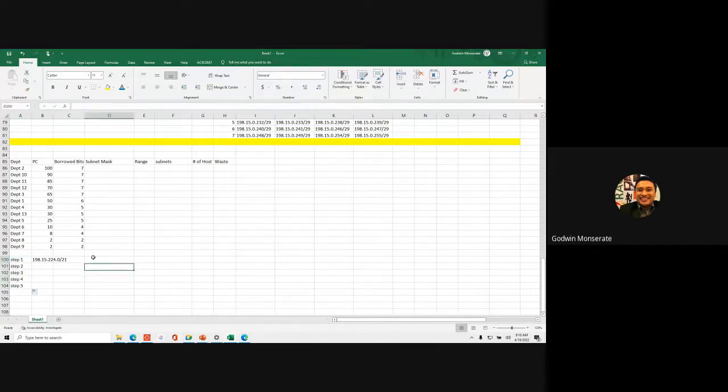So, step number 1, we break 198.15.224 down into octets, 1 2 3 4 5 6 7 8 each, and we are going to look for the 224/21. So 16, 17, 18, 19, 20, 21. From there, let's mark. This will be our network, and this will be our number of hosts. Okay? Step number 2, we get 100. Step number 3, how many bits did we borrow? 7. So we borrow 7: 1, 2, 3, 4, 5, 6, 7. There you are.